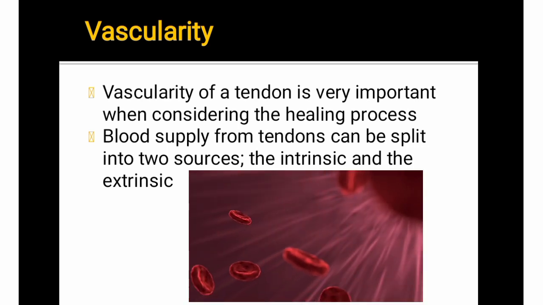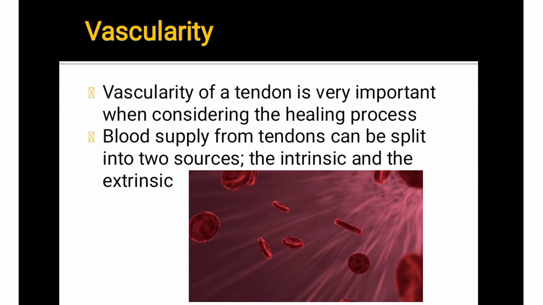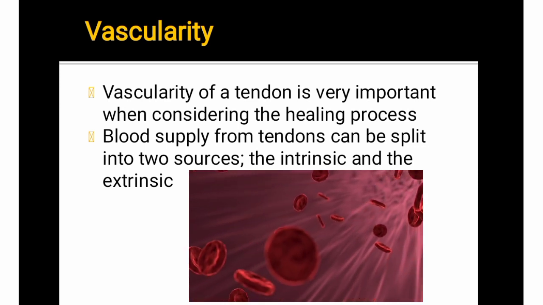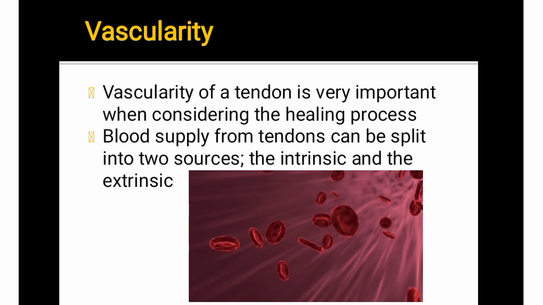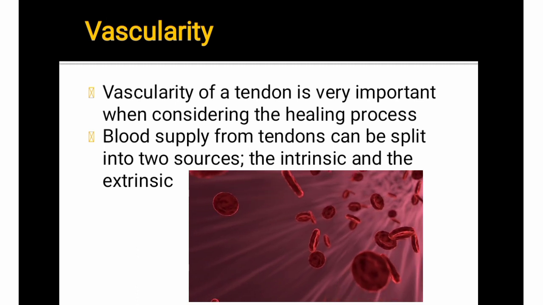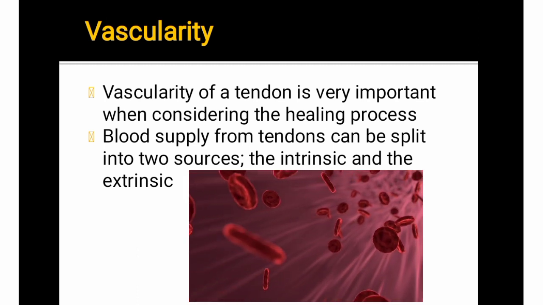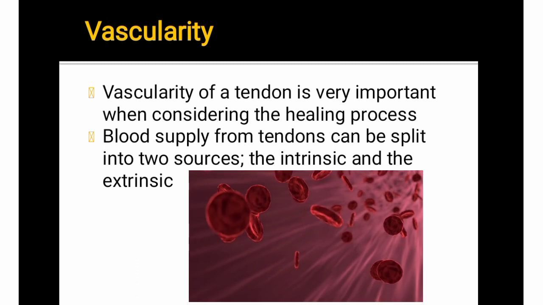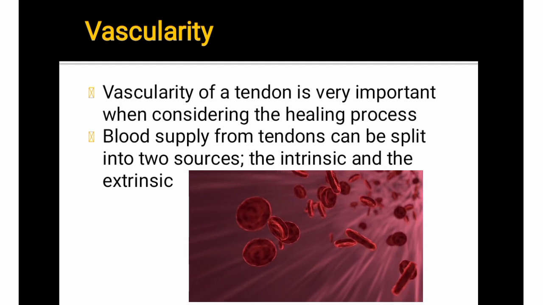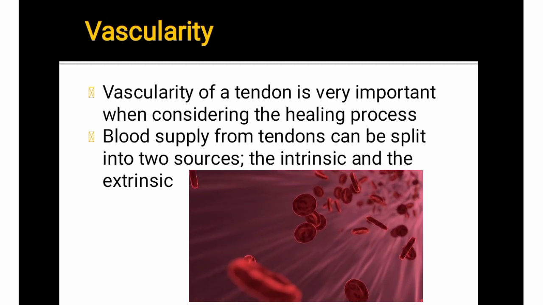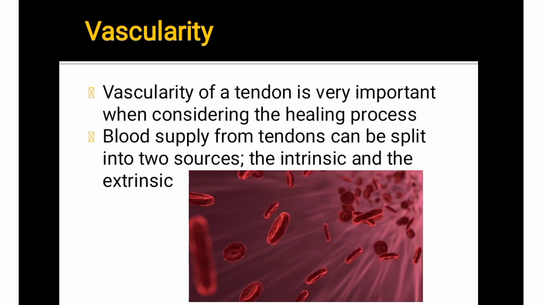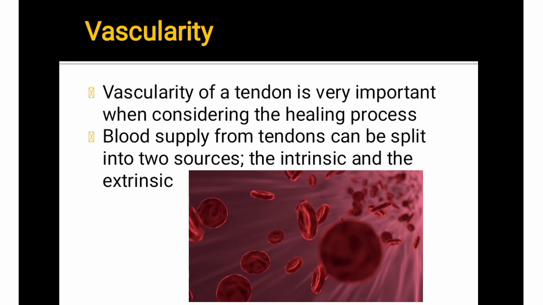Vascularity of a tendon is very important when considering the healing process. Blood supply to the tendon can be split into two sources, the intrinsic and the extrinsic. The intrinsic sources are the musculotendinous junction and the osteotendinous junction, while the extrinsic supply is through the paratendon or the synovial sheath. The blood supply to specific areas is supplied by different sources.